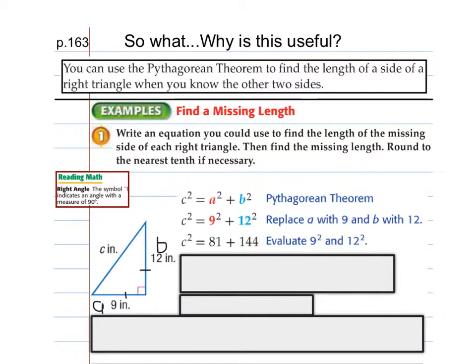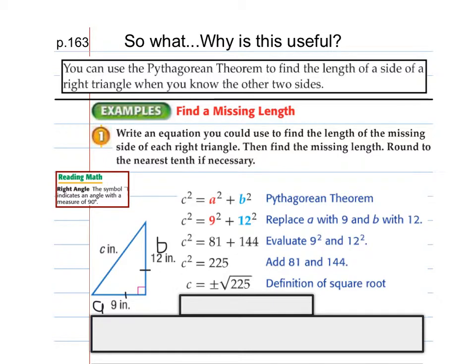Plugging those numbers into the equation, we have c squared equals 9 squared plus 12 squared. Evaluating both of those exponents, we get c squared equals 81 plus 144. Adding those together, we get c squared equals 225. By the definition of the square root, we can take the square root of both sides to undo that exponent, because they cancel each other out. So c equals the positive and negative square root of 225, which is 15 or negative 15.